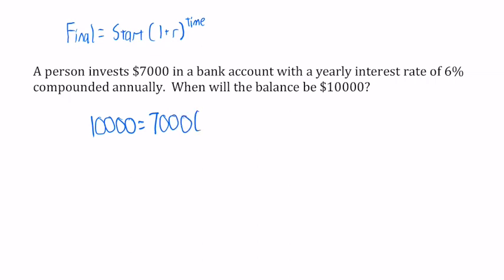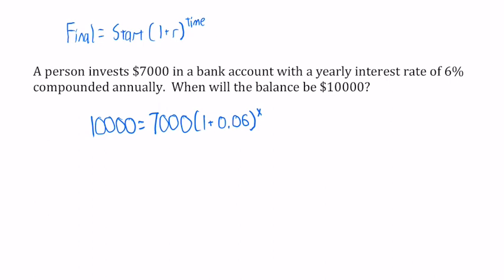Our interest rate is 6%, so our multiplier here would be 1 plus 0.06. We don't know what the time is. That's what we're trying to find. We're trying to find how long it will take, how many years it will be. So we'll put x for our exponent. And this is the equation that we would like to solve.